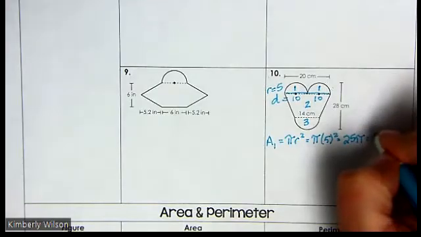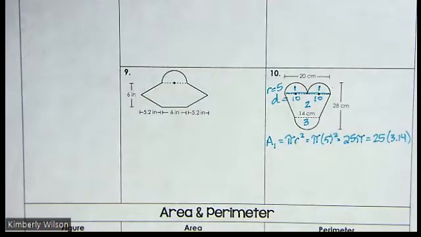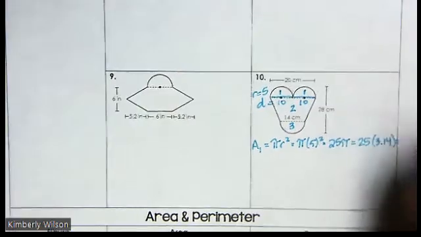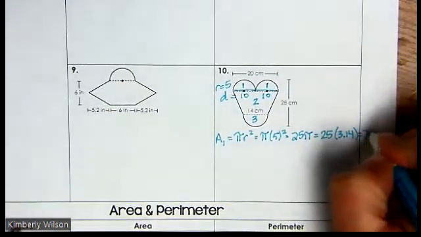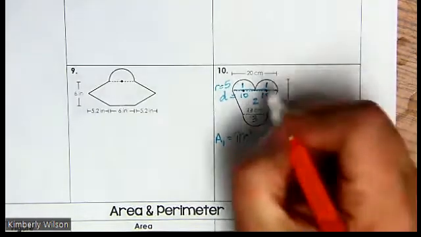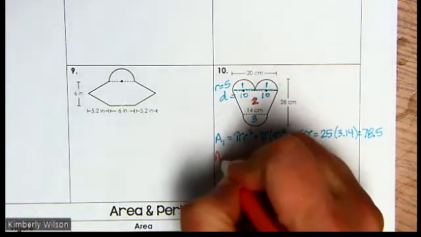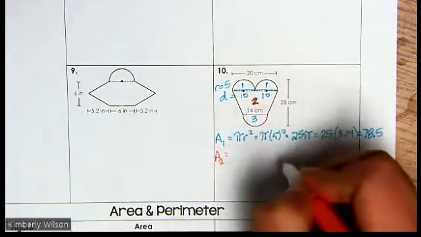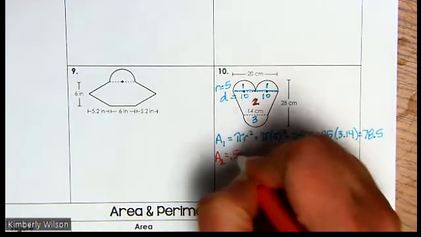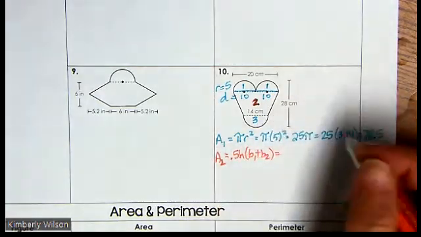which is 25 times 3.14, which equals 78.5. All right, so that was the first shape. Now we have the second shape, which is the trapezoid, which is 0.5 times the height times B1 plus B2, and we plug in our dimensions.